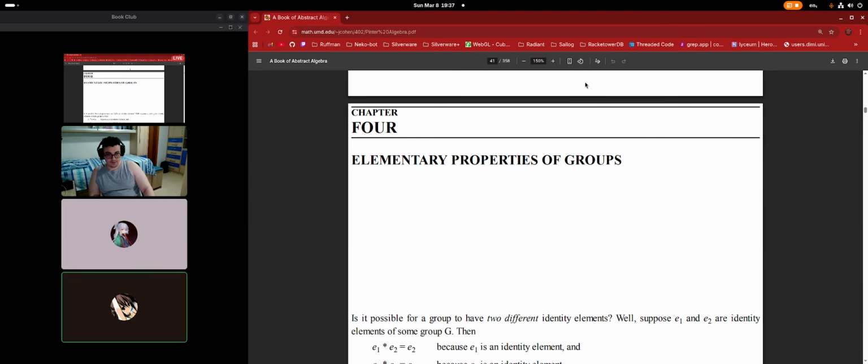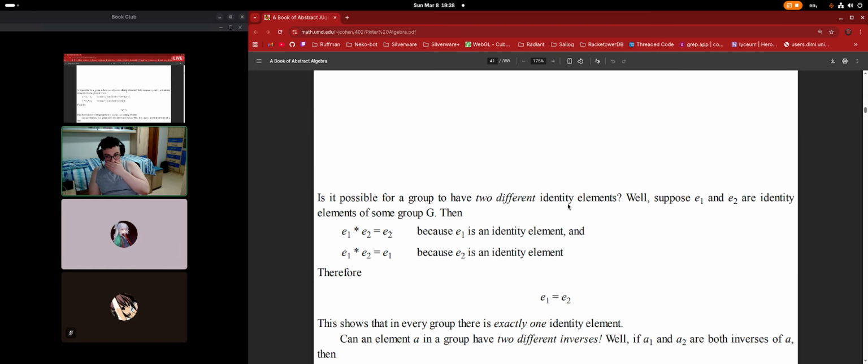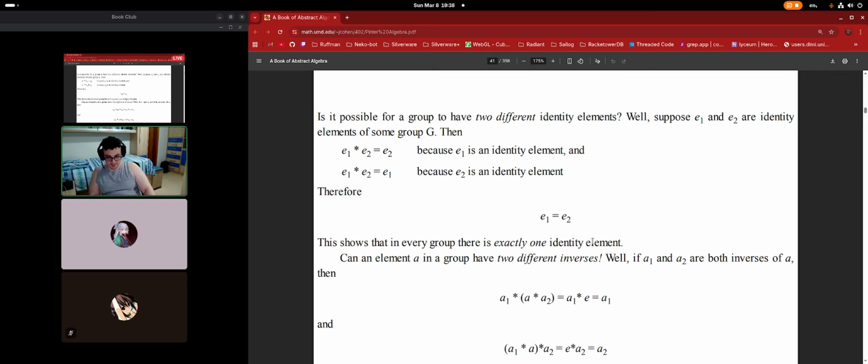So, 4. Properties of groups. Elementary properties, right? Is it possible for a group to have two different identity elements? Very good question. Imagine, assuming that there is, but because they are both identity elements, this is true, and this is also true, but then they must be equal. So no, there can only be exactly one.